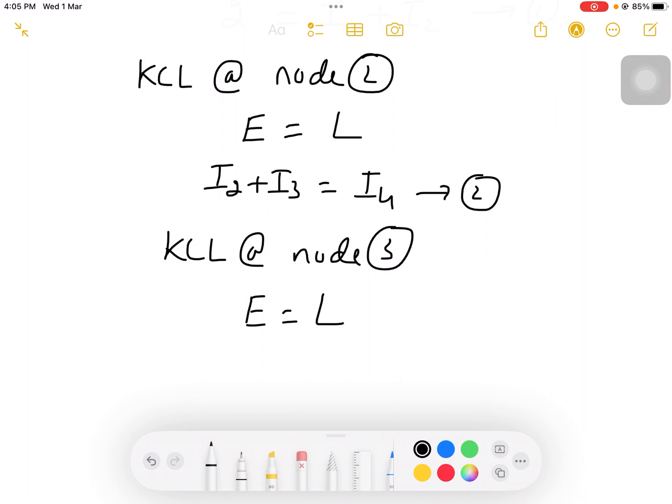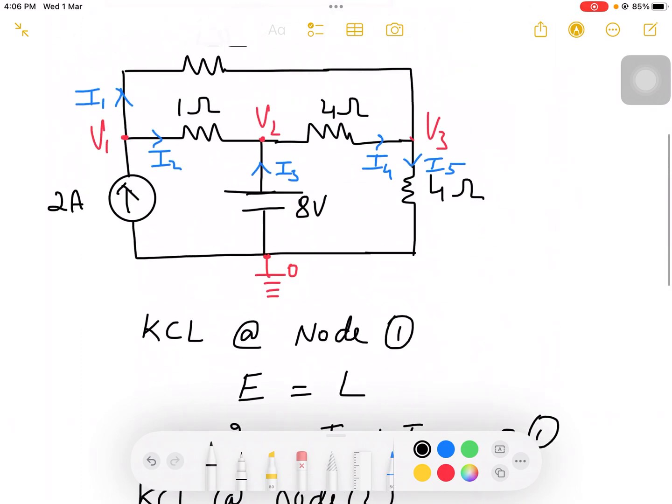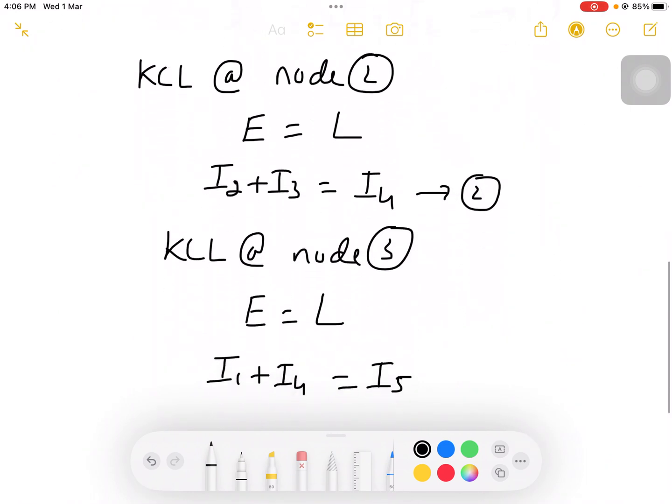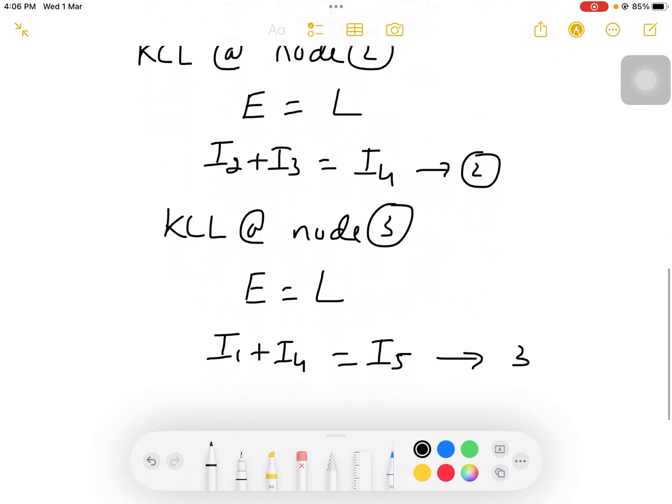Which are the currents entering? It is I1 plus I4 that is entering, which is equal to I5, the current leaving. If you observe, I1 is entering, I4 is entering, and I5 is leaving. So let me take this as equation number 3.